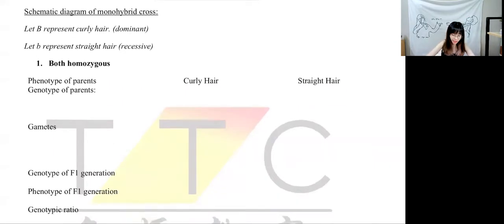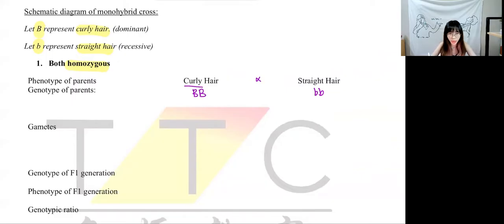It says big B represents dominant, which is curly hair, and small b represents straight hair. The first question says both are homozygous. Homozygous means they are the same. Same is called homo. Curly hair is dominant, recessive is straight hair. So the genotype of the parents for curly hair needs to be 2 big B, because homo curly is 2 big B. For recessive straight hair, it needs to be 2 small b, because it's homozygous.